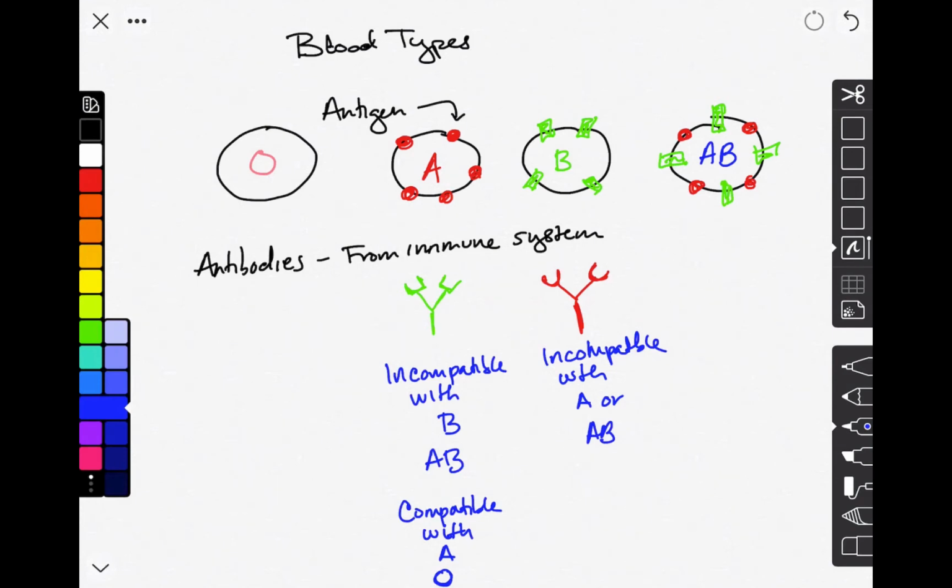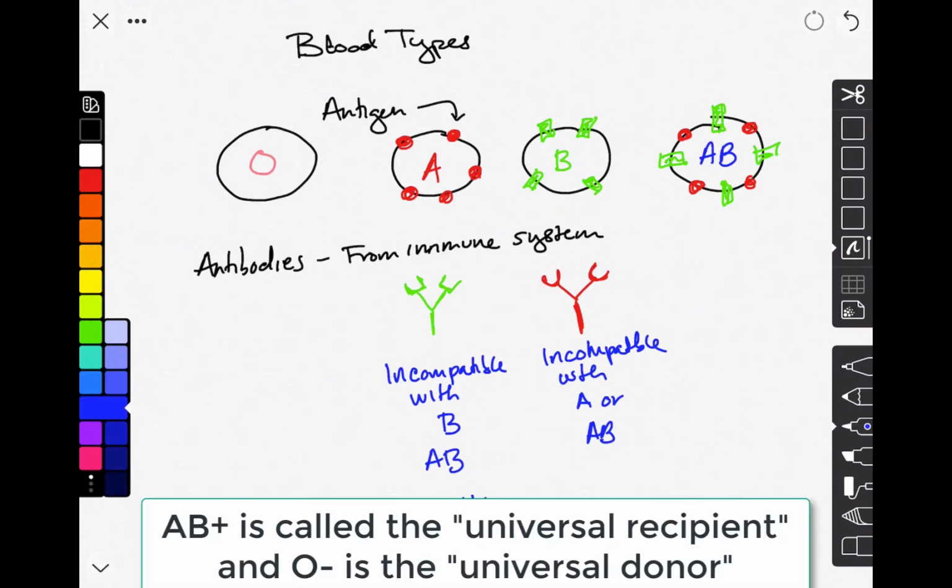And people with AB blood, they can't have antibodies for A because they have the A antigen. They can't have antibodies for B because they have the B antigen. So the people with type AB blood don't have any.